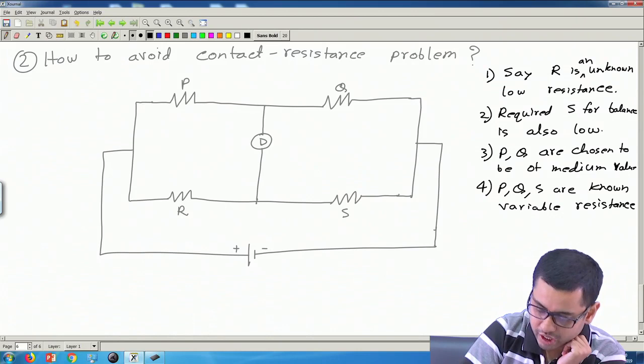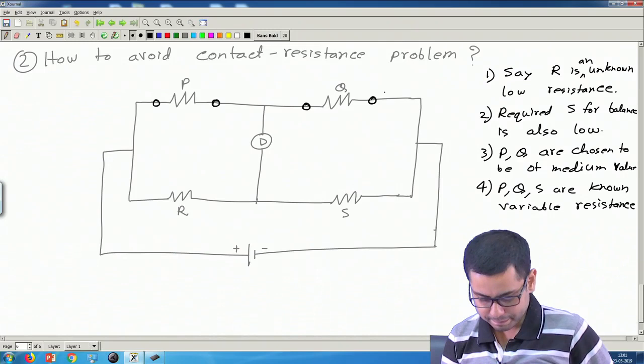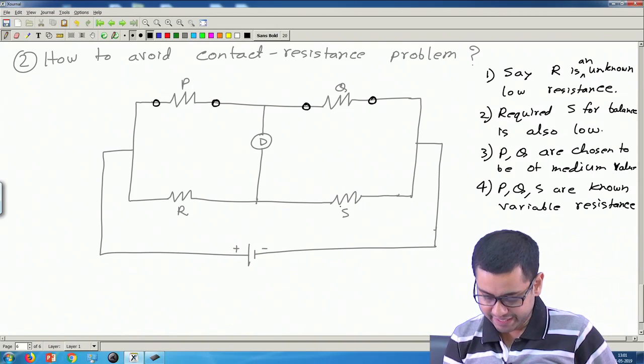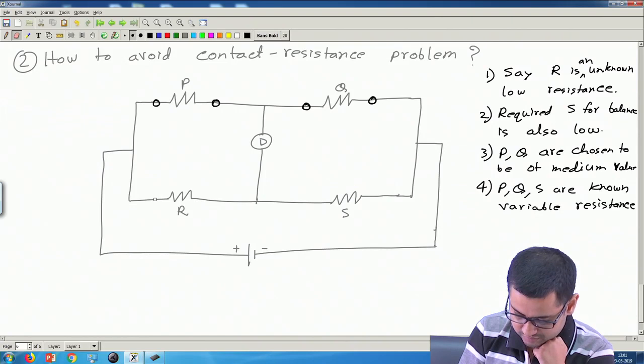Now this contact resistance here can be ignored, no problem. But to avoid the contact resistances of R and S, let us use four terminal resistances as R and S. So let us use four terminal resistance. So we will connect it this way.